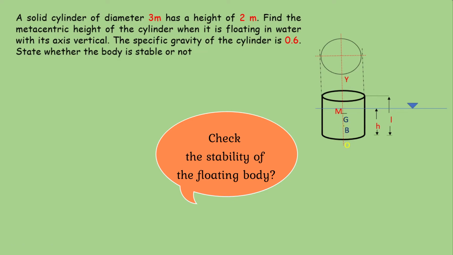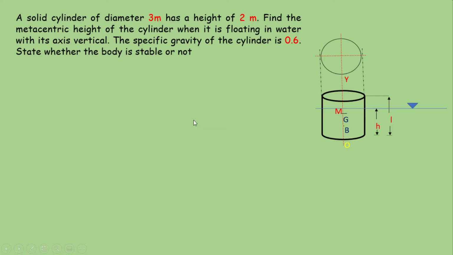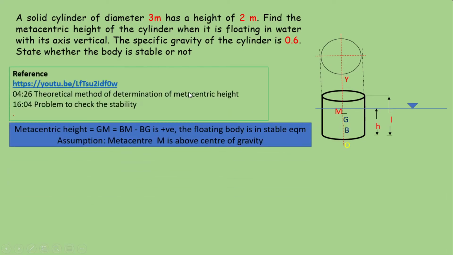So for a floating body, stability depends upon the position of M with respect to G. If M is above G, then we can say that the floating body is stable, or the metacenter height GM is positive. The determination of metacenter and metacenter height for a floating body is discussed in this video. For more theoretical details, you can refer to this.